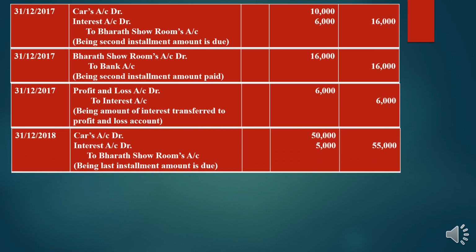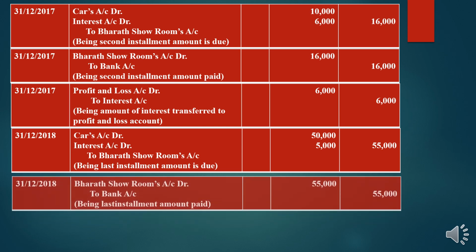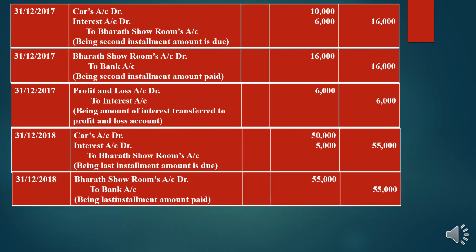Now we are moving to the last year, 31st 12 2018. Cars account debit, the principal amount of the last installment is 50,000, interest of the last installment is 5,000, so these are debited with the respective amounts, and Bharat showroom account is credited with 55,000. Then the next one is installment amount paid, so Bharat showroom account debit to bank account, the amount is 55,000.